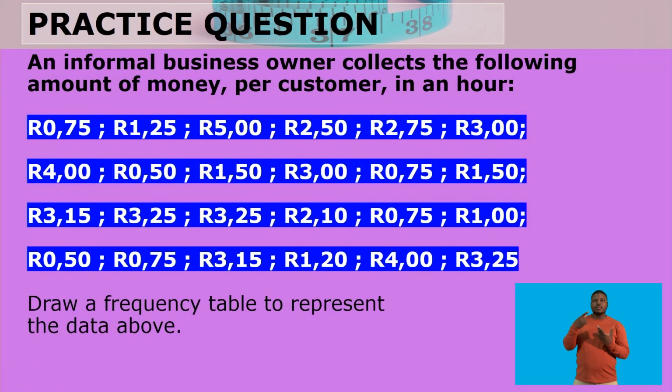An informal business owner collects the following amount of money per customer in an hour. There in blue, you'll see all of the amounts that he's collected in that particular hour. Draw a frequency table to represent the data above.